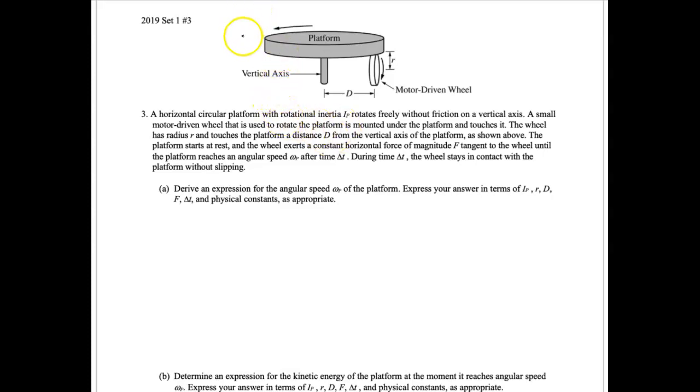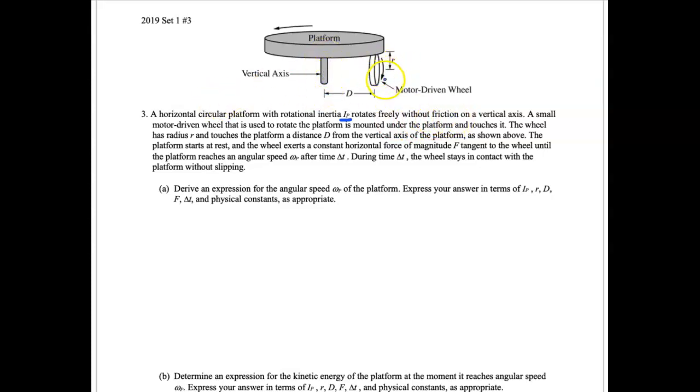2019 set one, number three. This question is primarily about rotational inertia, conservation of angular momentum, all kinds of great things. So we'll take a look at it. To begin with, we have a horizontal circular platform. So there's our horizontal platform, has a rotational inertia of IP, rotates freely without friction on this vertical axis.